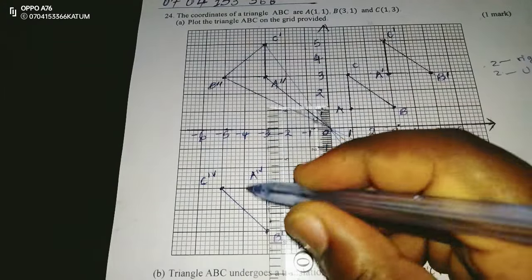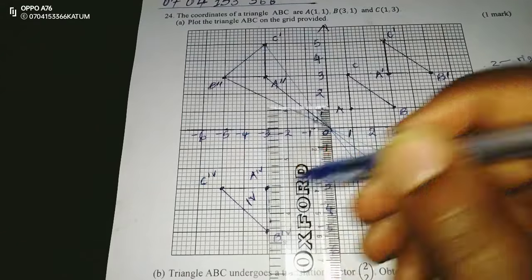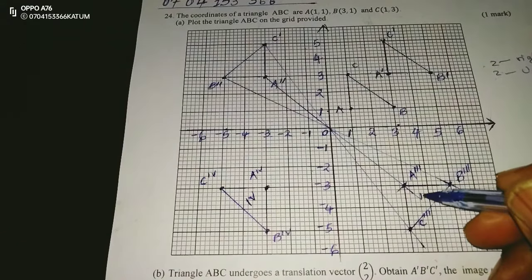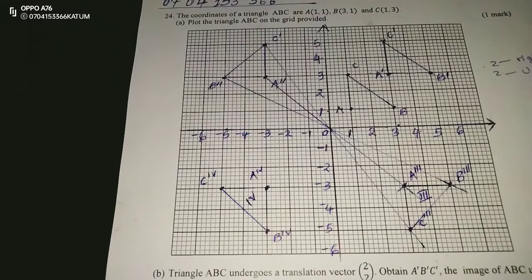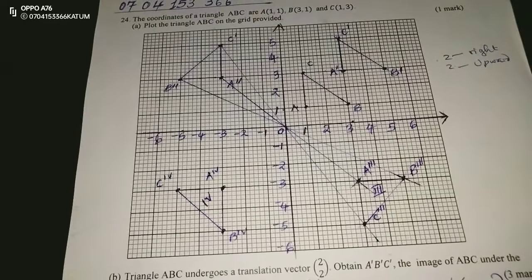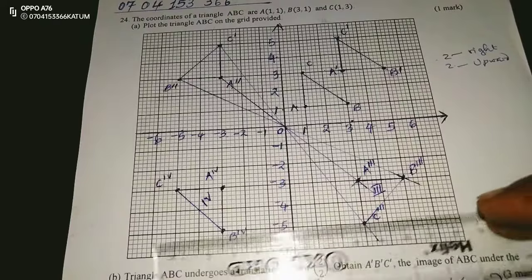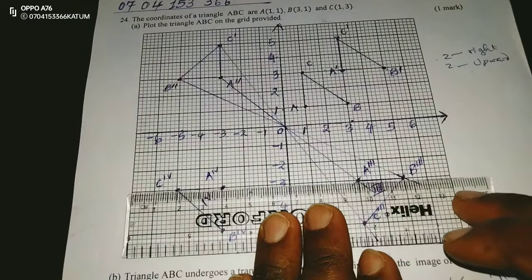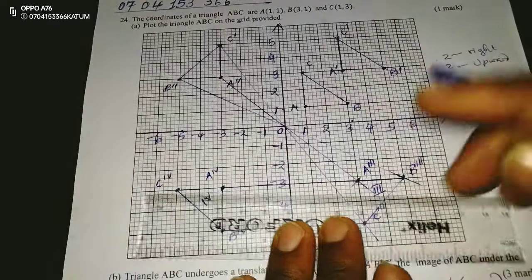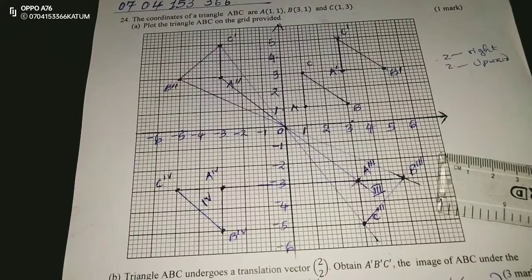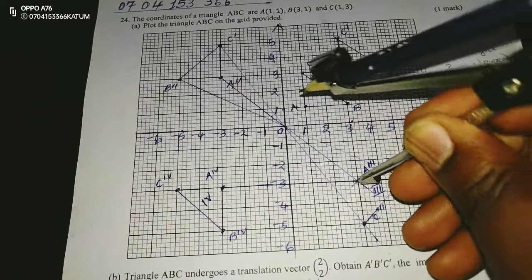Now the examiner is telling us to identify the transformation that will map this fourth image of the triangle to the third image of the triangle. We cannot describe a transformation by just observing with our naked eyes. What we need to do is to construct. So we can start by connecting A to A prime. Then now we bisect the line connecting A to A prime.